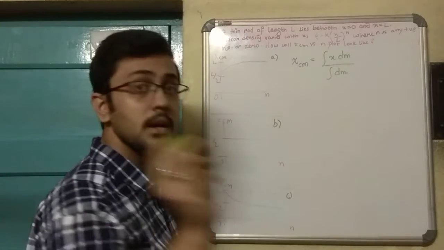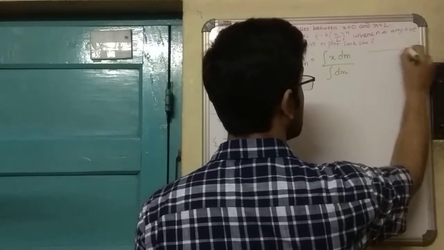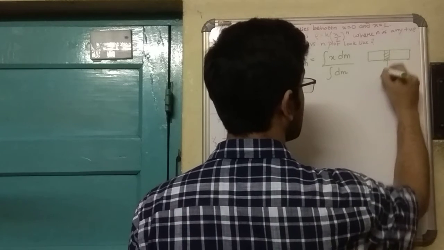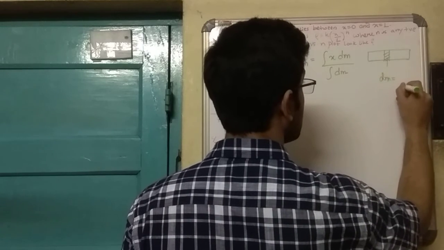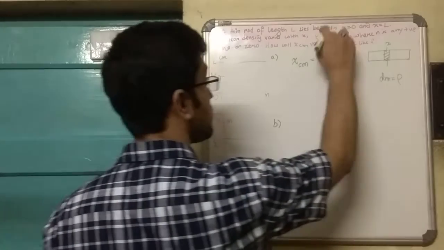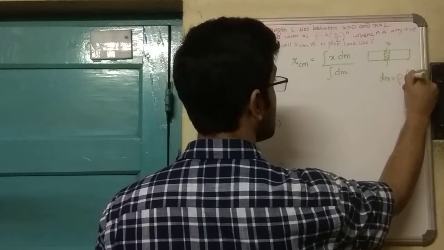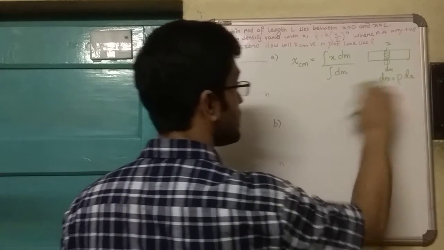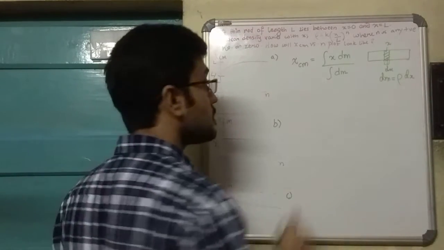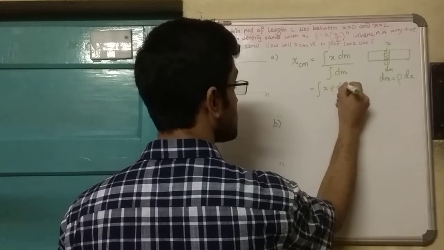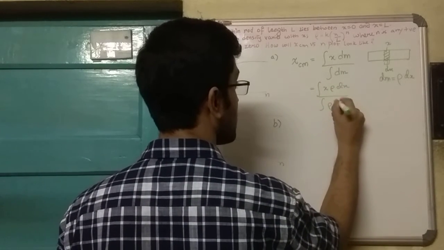Now what is dm? dm is a small amount of mass. So if this is my rod, then dm is a small amount of mass of this strip, and that is equal to the density at this particular position x, as density is a function of x, times the length dx of this strip. That is how we can find the mass. So substituting it here, we get the integration of x rho dx divided by the integration of rho dx.